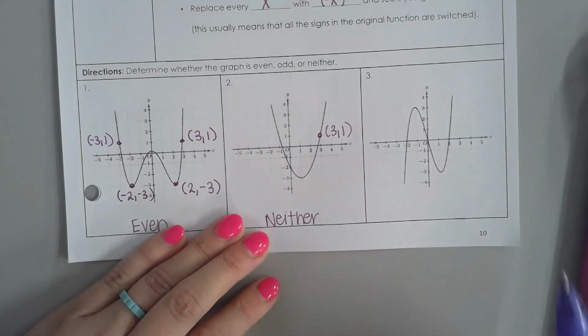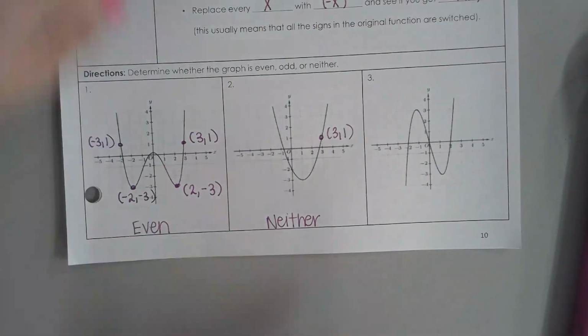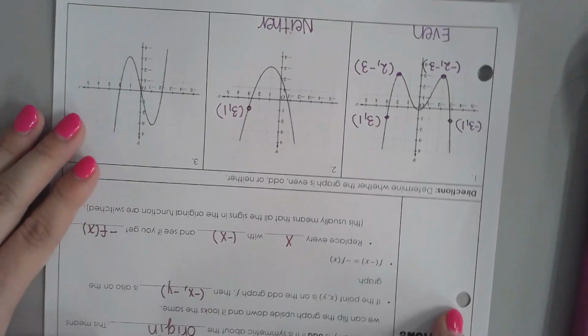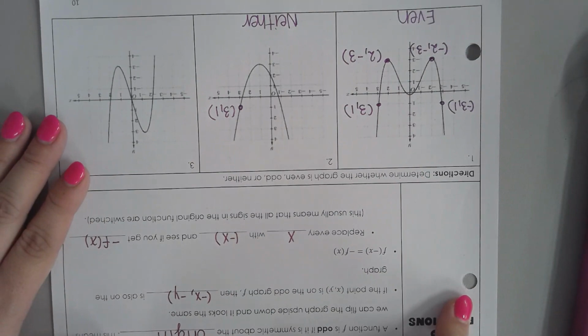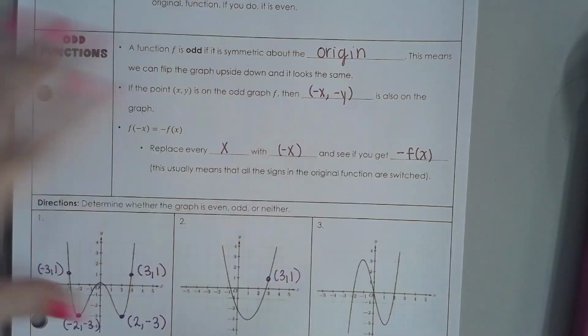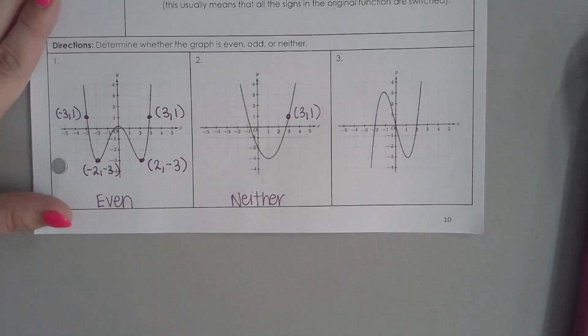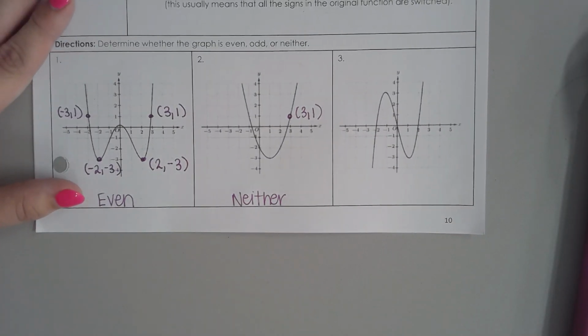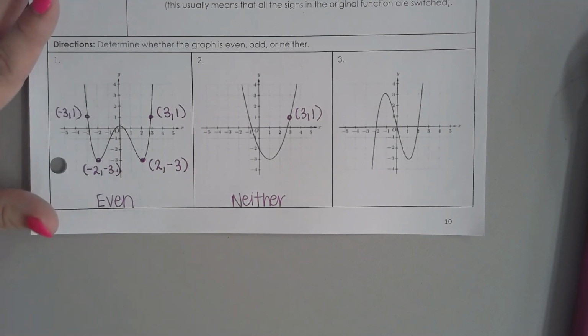If I fold my graph, fold the picture right on the y-axis, it does not overlap. If I turn my page upside down, that does not look exactly the same as it did the other way. So it's neither. Looking at number 3, even, odd, or neither, what do you think? We think it's going to be odd.